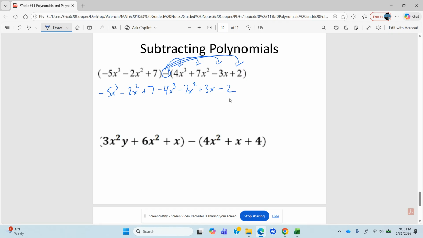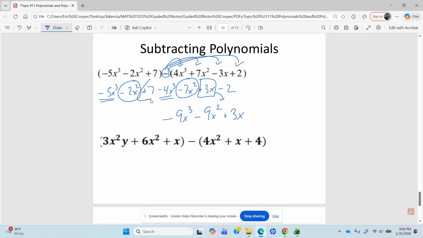Now let's look to combine. I've got a negative 5x cubed and a negative 4x cubed. Those will combine because they both have x cubed. Negative 5 minus 4 is negative 9x cubed. Next, I've got an x squared, so negative 2x squared and negative 7x squared will combine. Negative 2 minus 7 gives me negative 9x squared. Over here, I've got a 3x. I don't have anything else that has an x, so that 3x will come down as part of our answer.